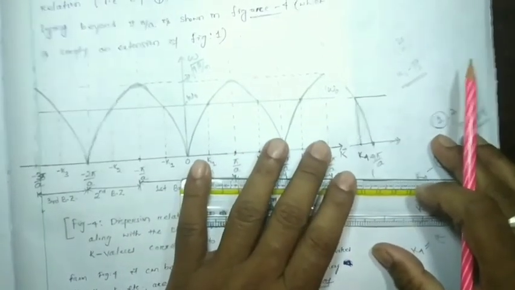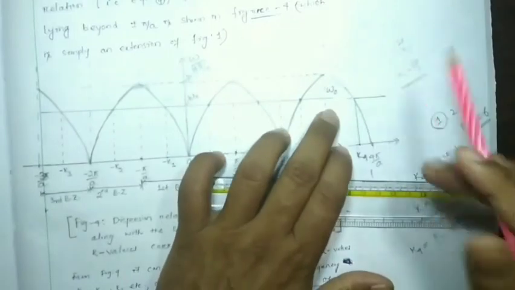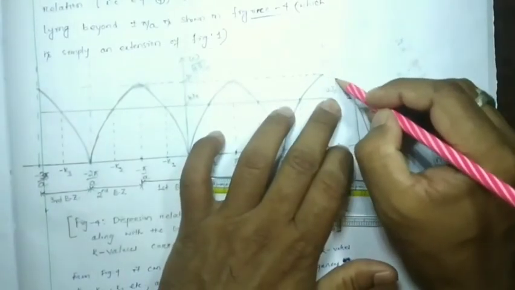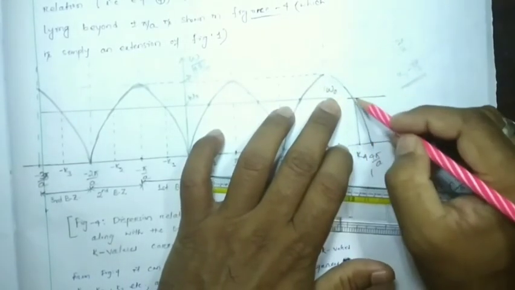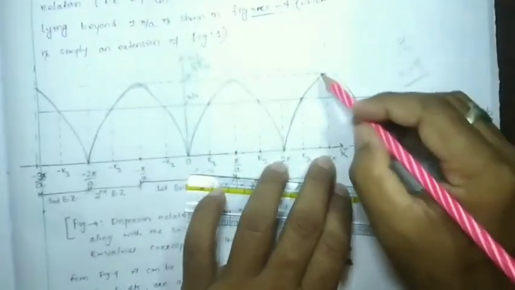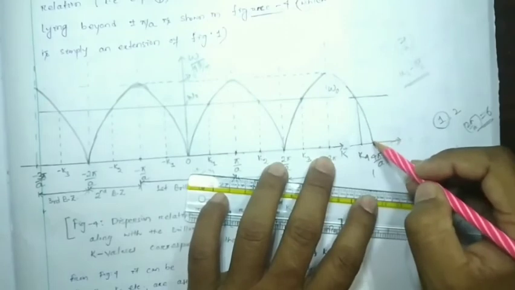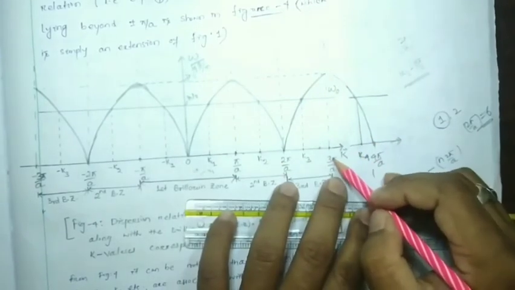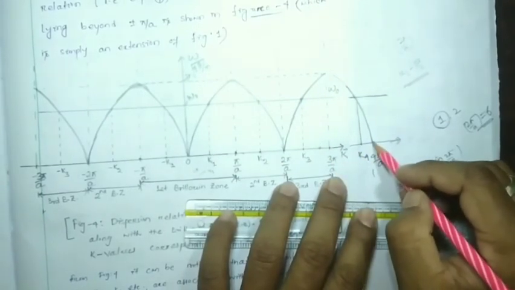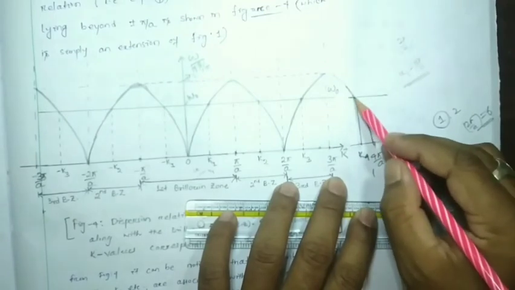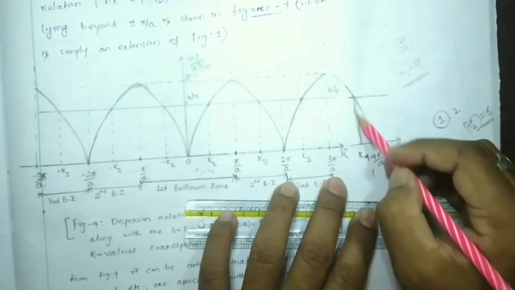So I am going to take another example, k4. Okay, I don't have space, so I adjusted it in this way. This is another portion of this curve, this is 3 pi by a and this will be 4 pi by a. And approximately here will be k4.